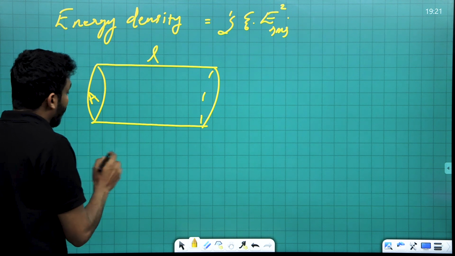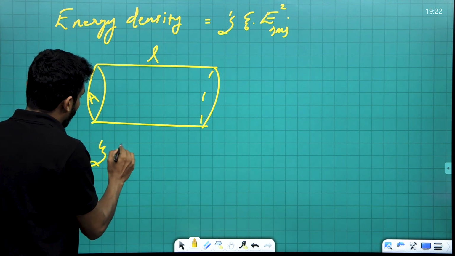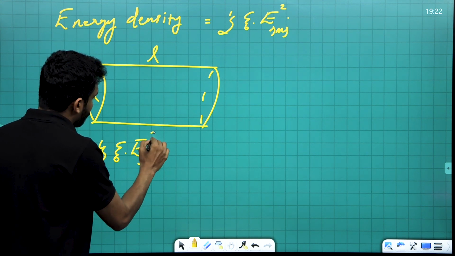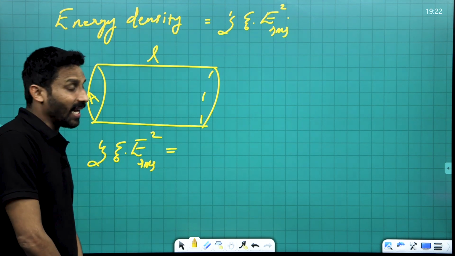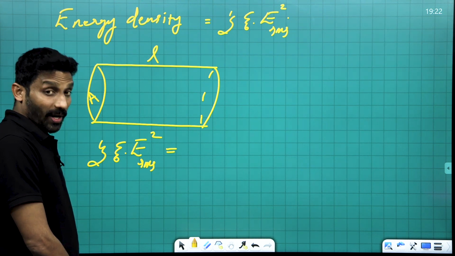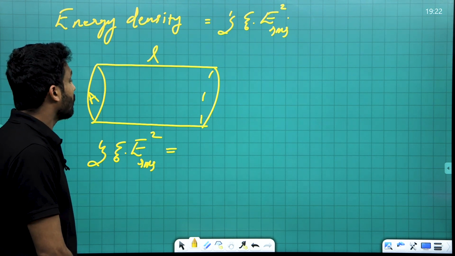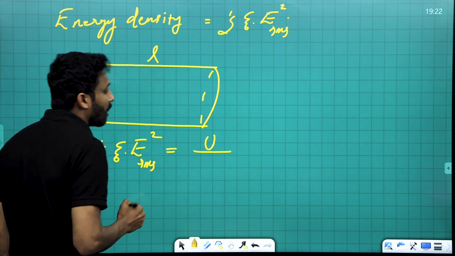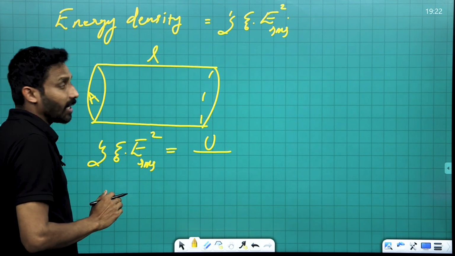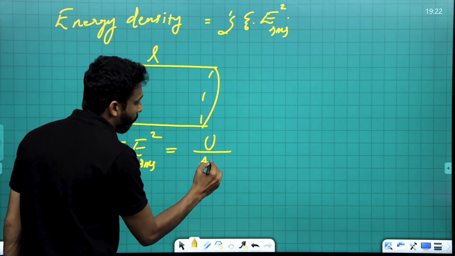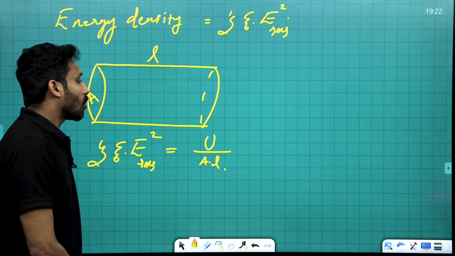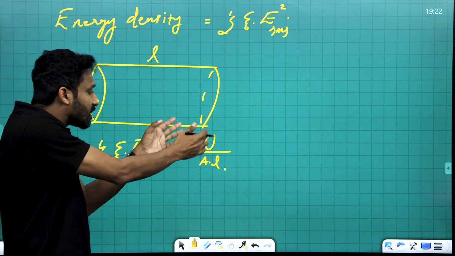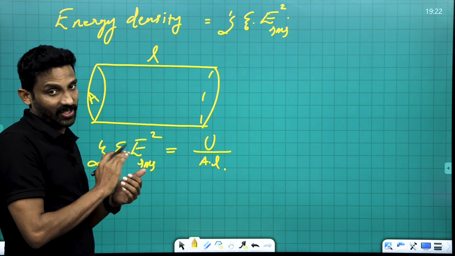That energy density, half into epsilon 0 E RMS square, is the energy per unit volume. Then this is the energy U divided by the total volume. Total volume is AL. Clear? Yes. Energy per unit volume, this is the energy density.